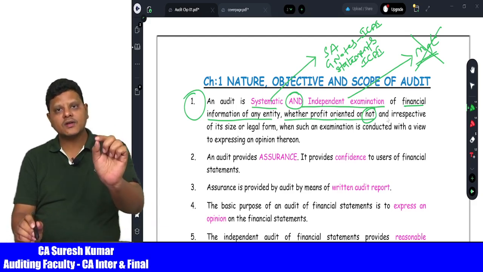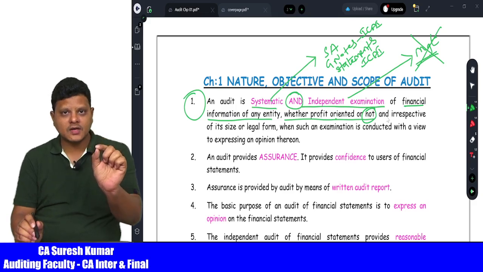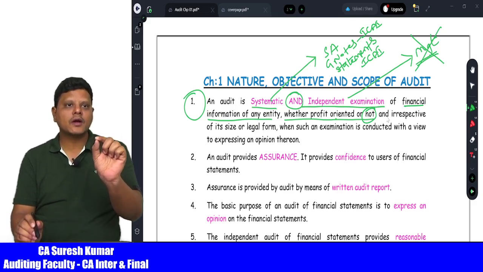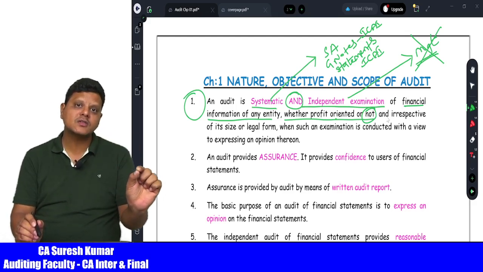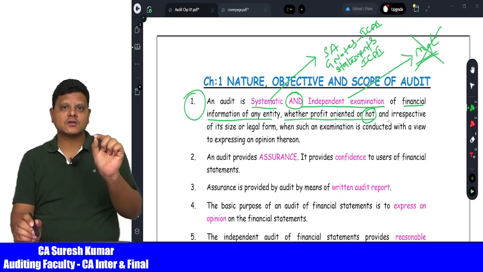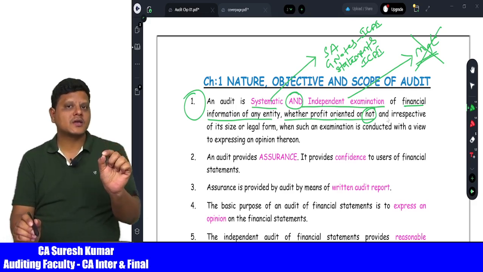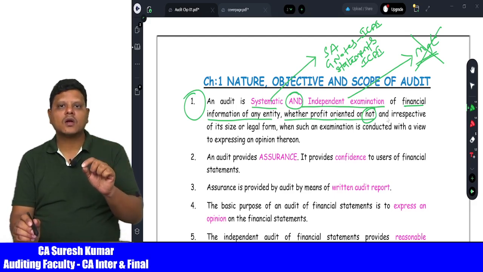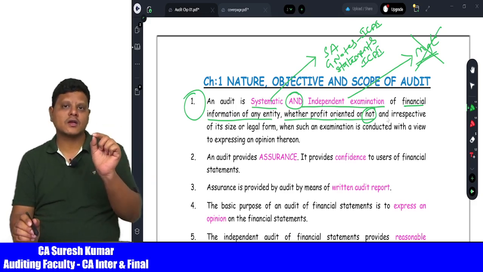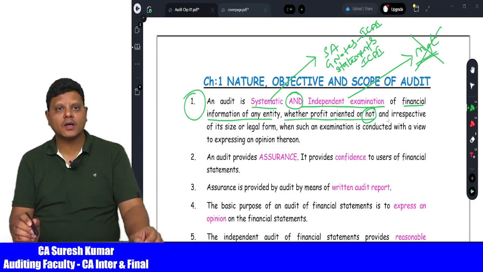So when the definition says systematic and independent examination, it means whenever you do the audit for either profit motive organizations or non-profit motive organizations, you have to apply the standards on auditing. An examination question may be tested here: standards on auditing are not mandatory for non-profit motive organizations. The answer is false. Even for non-profit organizations, standards on auditing are applicable.